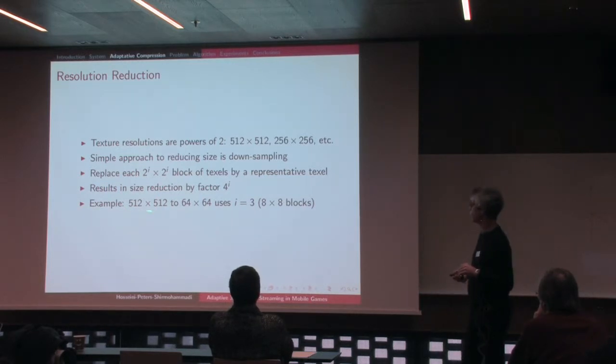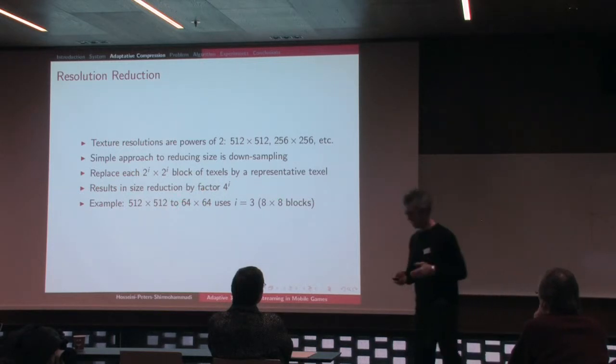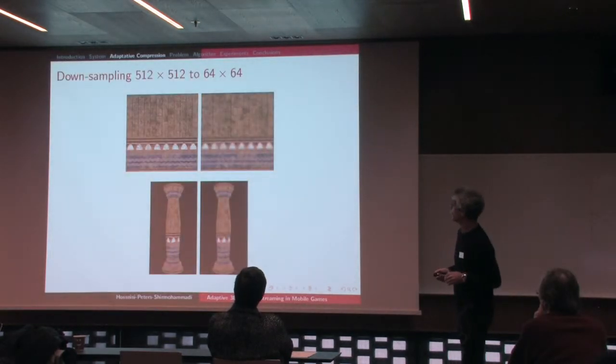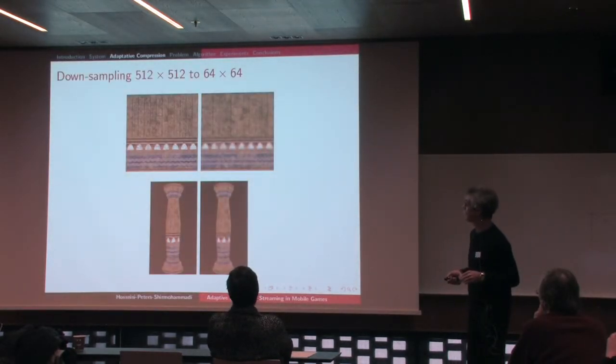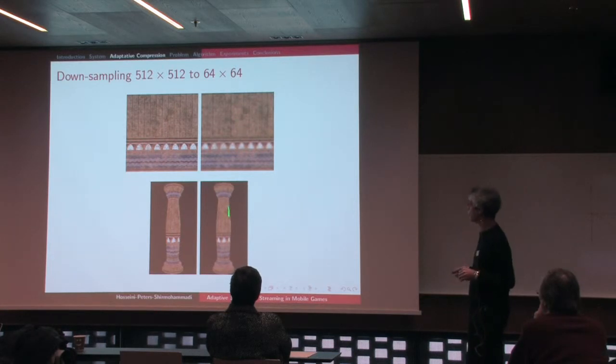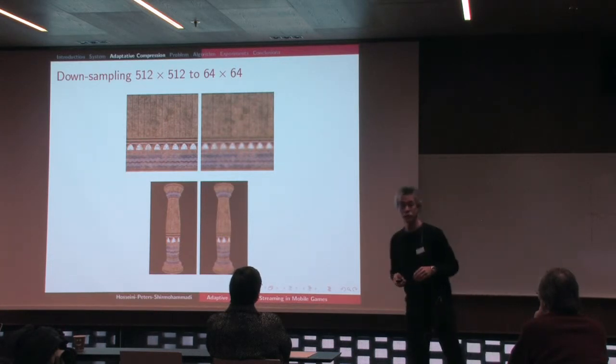So for example, if we took a 512 by 512 texture and reduced it to 64 by 64, then we're looking at 8 by 8 blocks. I would be 3 in this case. And this is what it looks like. This is 512 by 512, and this is the same texture applied to a column. This is 64 by 64.